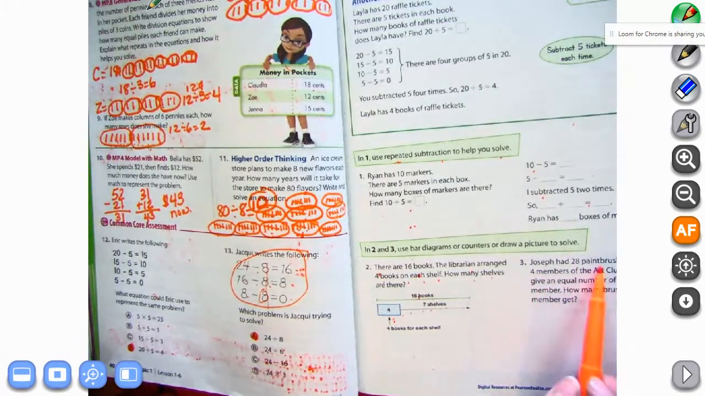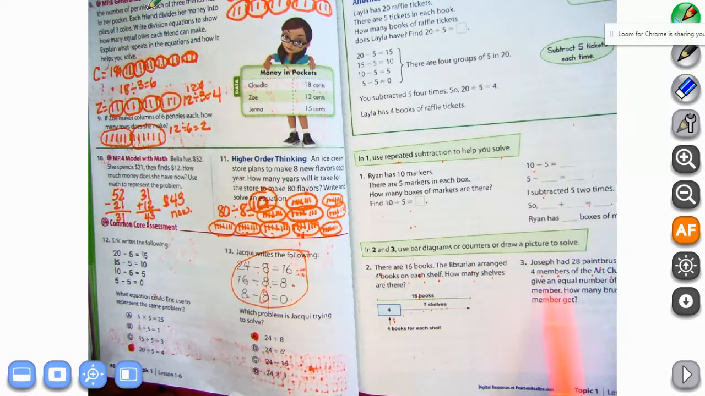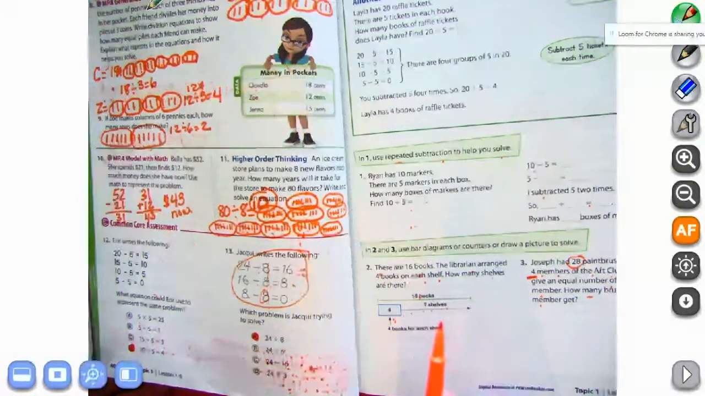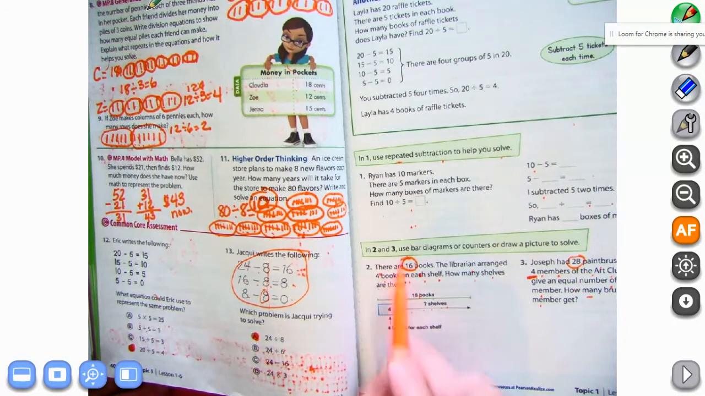Joseph had 28 paintbrushes to give to 4 members of the art club. He wanted to give an equal number of brushes to each member. How many brushes did each member get? So there's 28 total. We're breaking them into groups of 4. How many groups will we get? There's 16 total. We're breaking them into groups of 4. How many will we get?